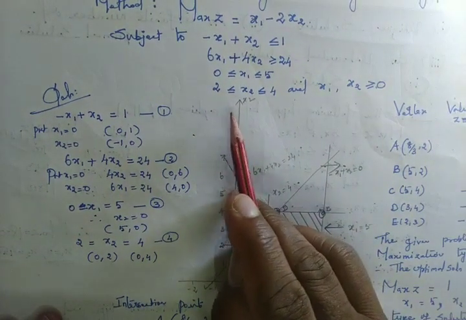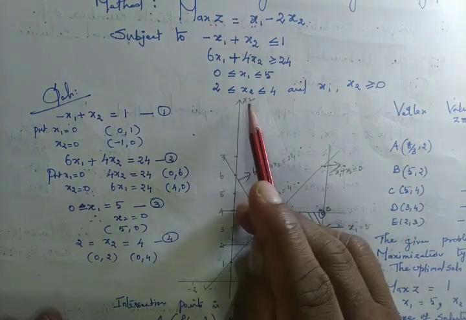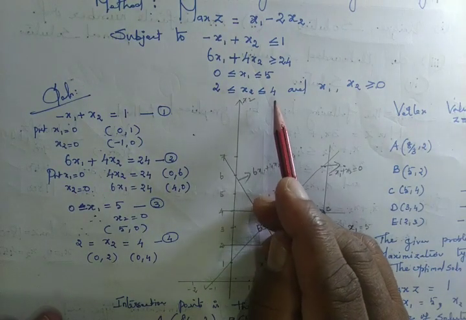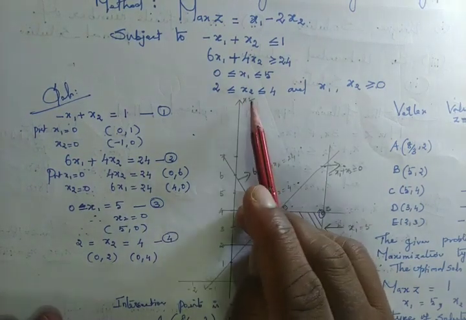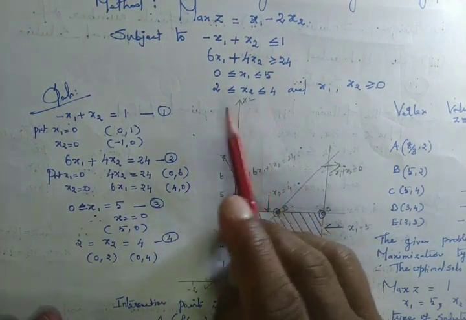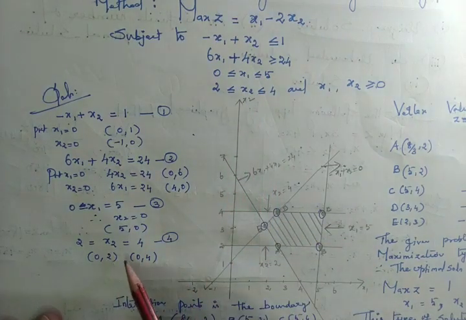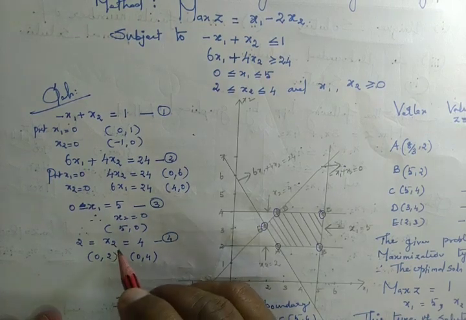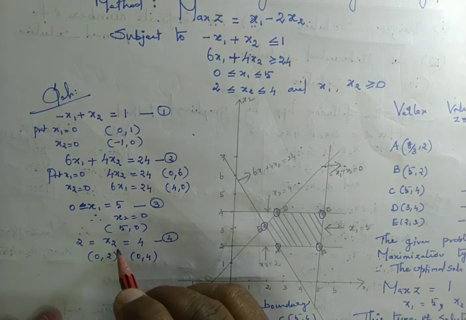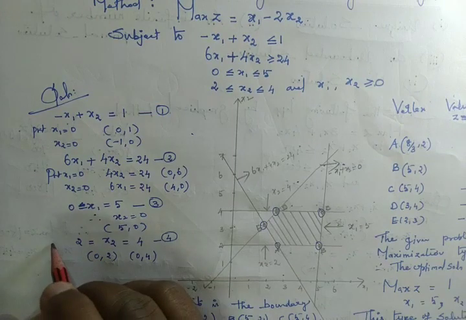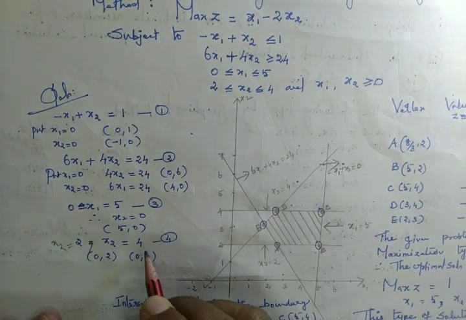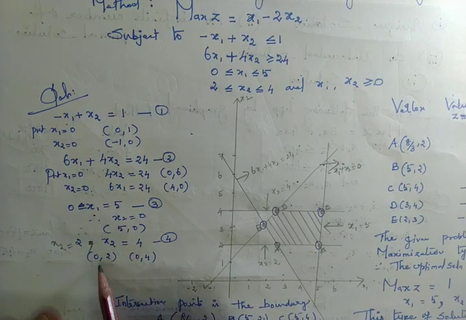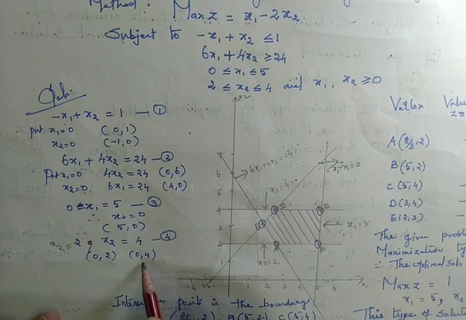The fourth constraint is given in the form of 2 less than or equal to x2 less than or equal to 4. Therefore, x2 has one value, the lower limit, 2, and the upper limit, 4. Therefore, we have two sets of points in this. So you can put it like this: x2 equal to 2 one time and x2 equal to 4 another time. That 2 comes as the lower limit and the 4 comes as the upper limit.